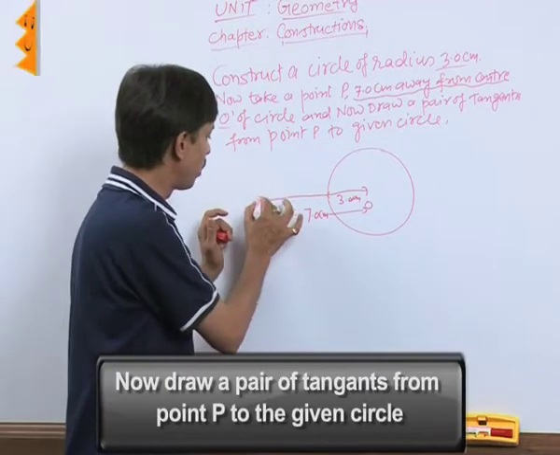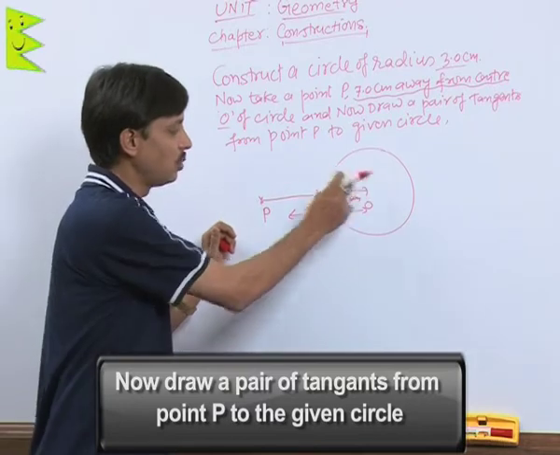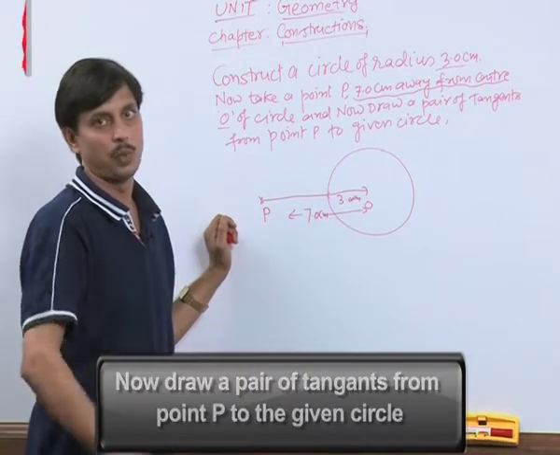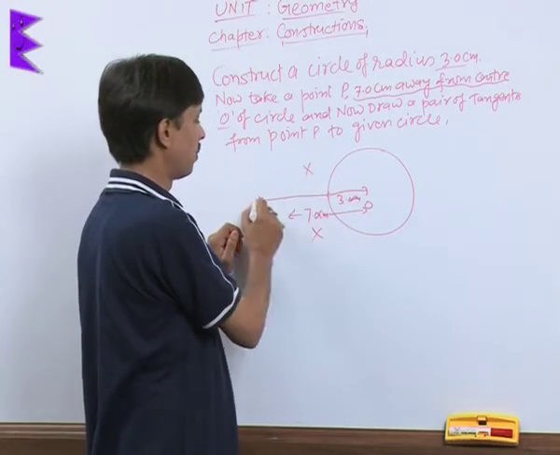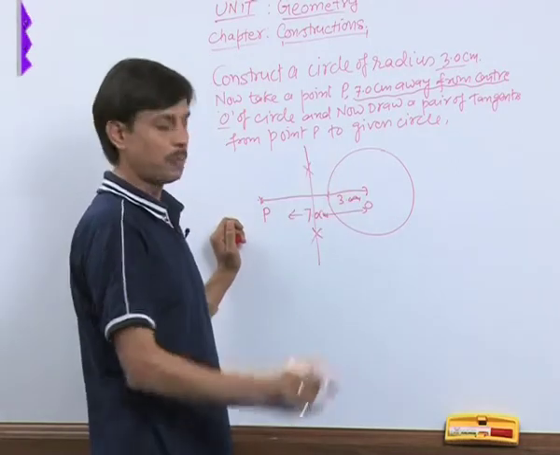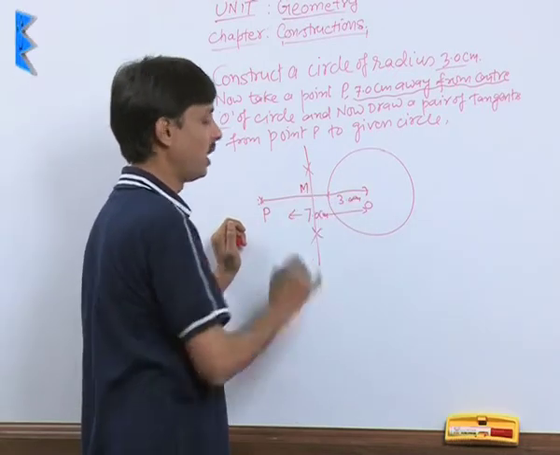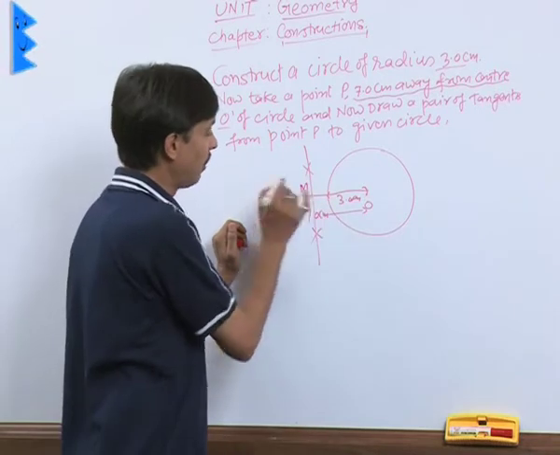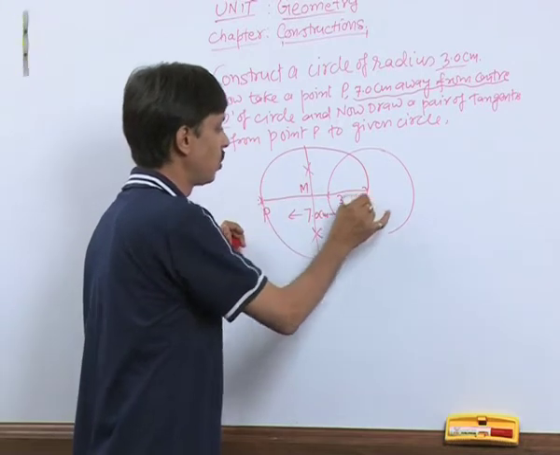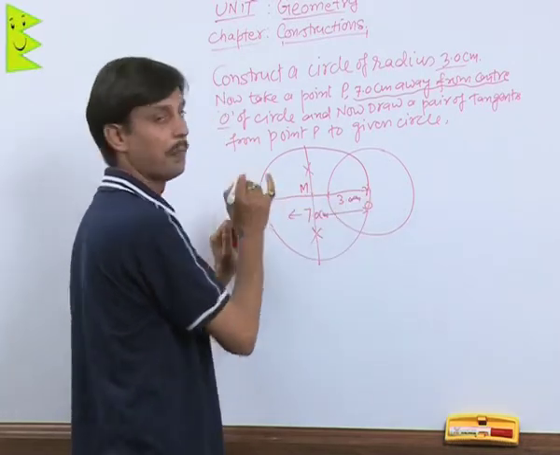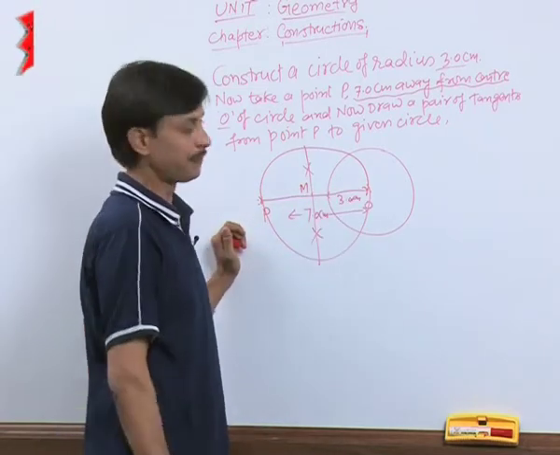Now from this point P, we would like to draw a pair of tangents by using the center. So what is the approach? First of all, we will draw the perpendicular bisector of this OP. Where this perpendicular bisector intersects our OP, we will write that point M. Taking M as center, we will draw another circle whose radius is equal to MO or MP, because MO and MP are equal.